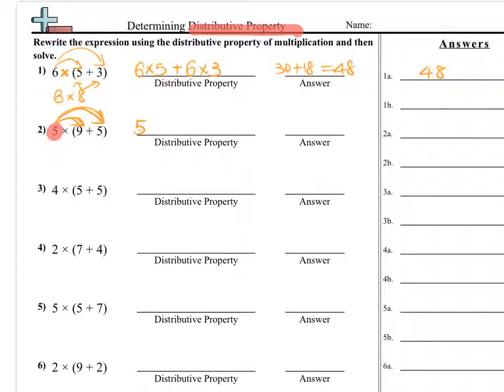So it becomes 5 times 9. I distribute it to the 9. Then I keep the plus sign here. And then I go back to my candy, distribute it to the second number, which is 5. So in this case, obviously, it is 45 plus 25. That should give me 70. Okay?